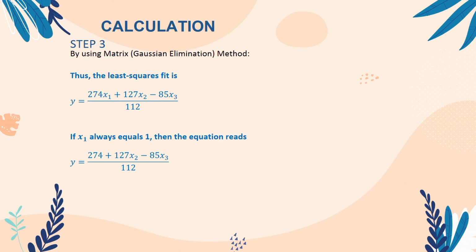Thus the least square fit is y is equal to 274 x1 plus 127 x2 minus 85 x3 over 112. And lastly, if x1 always equals 1, then the equation reads y is equal to 274 plus 127 x2 minus 85 x3 over 112.